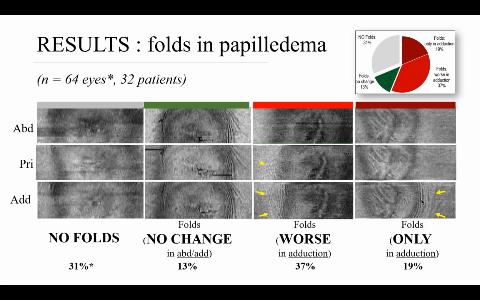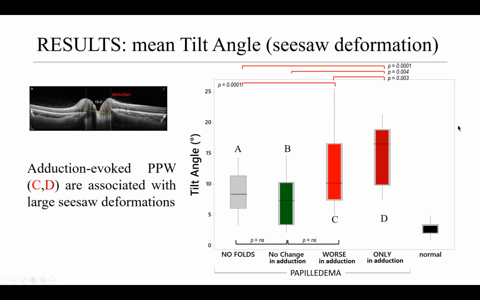How does this relate to the seesaw tilt angle? Well, first of all, by comparison, this is the tilt angle from all 4 groups compared to normals. You can see they're quite different. And within the subcategories, those patients whose folds got worse in adduction or only in adduction were significantly greater than the other 2 groups, the A and B, and certainly much greater than the normals. So adduction-evoked peripapillary wrinkles are associated with large seesaw deformations.